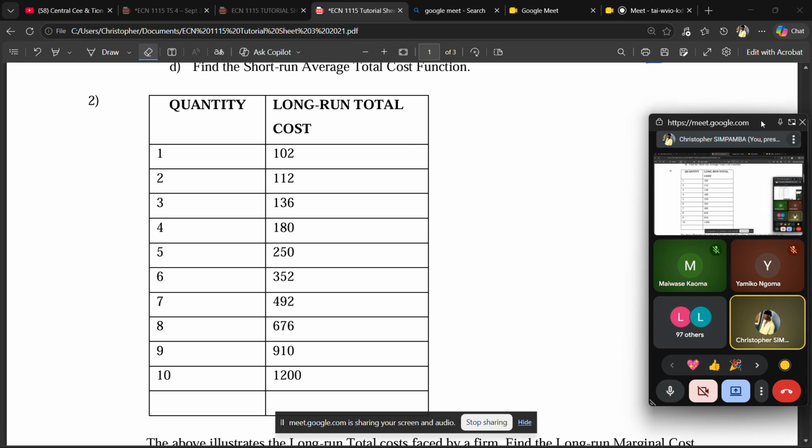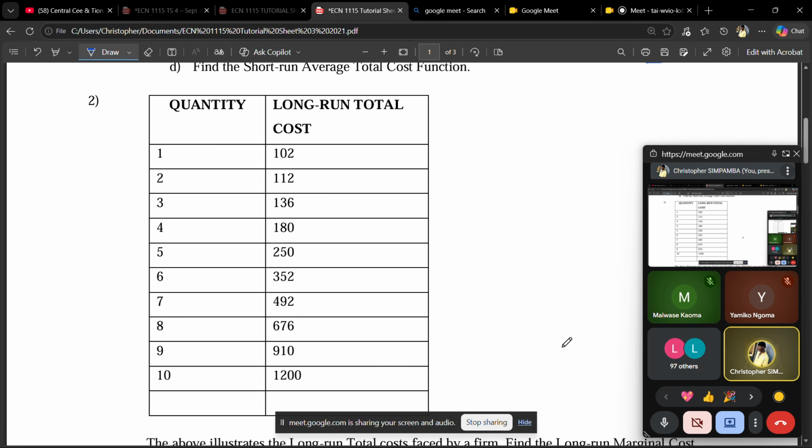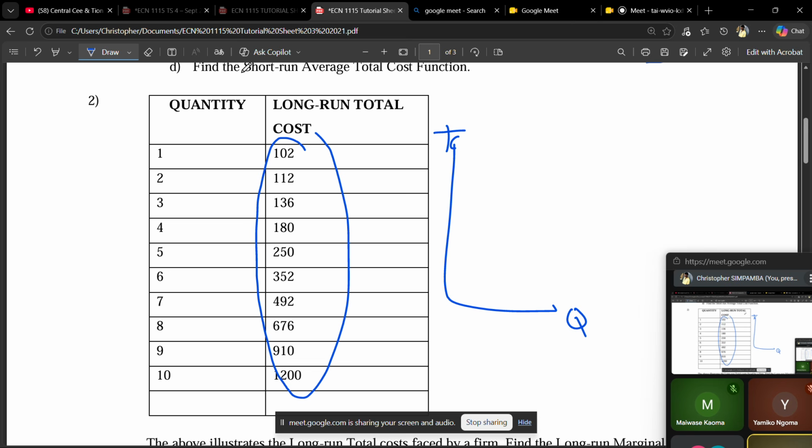The name of the axis: the y-axis will be price, and then the x-axis will be the quantity. So price will basically mean the total cost on the y-axis, then here we're going to have the quantity like that. That is why we're basically plotting it like that.